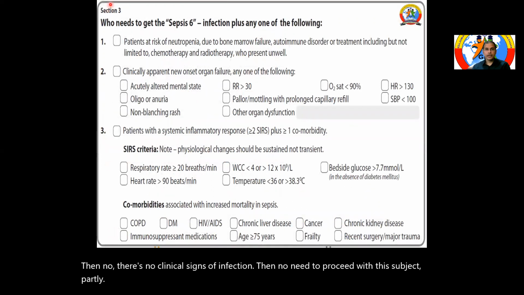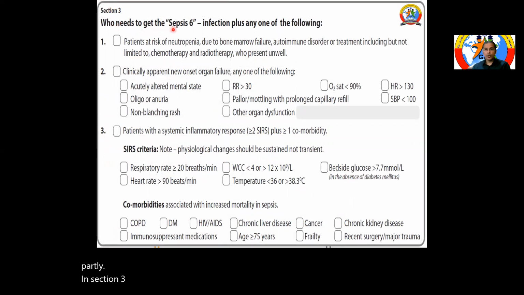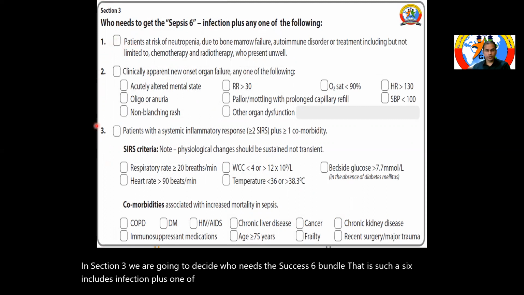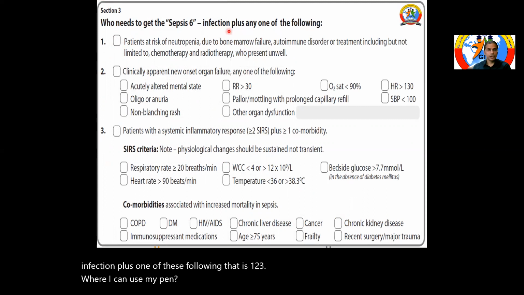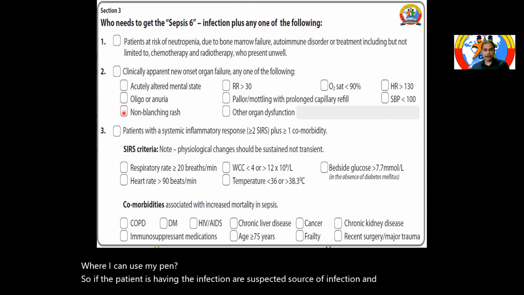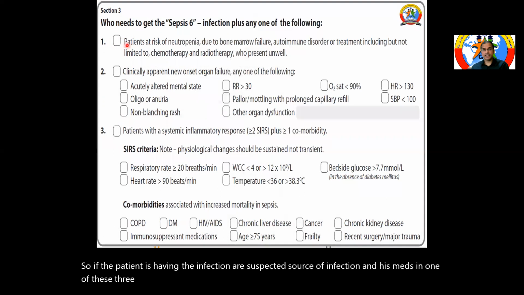In section 3, we are going to decide who needs the sepsis 6 bundle. That is, sepsis 6 includes infection plus one of the following, that is 1, 2, 3. One second, where I can use my pen here. Okay. So if the patient has an infection, a suspected source of infection, and meets one of these 3 criteria, then we have to commence this sepsis 6 bundle.